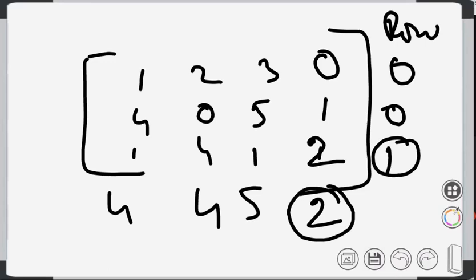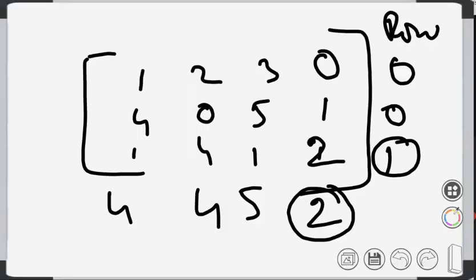Now think about the second row and third row. 4 is greater than 1, but 0 is less than 4. So row dominance cannot be done. Do you follow? Yes, sir. Row dominance property cannot be used. Now check the columns.